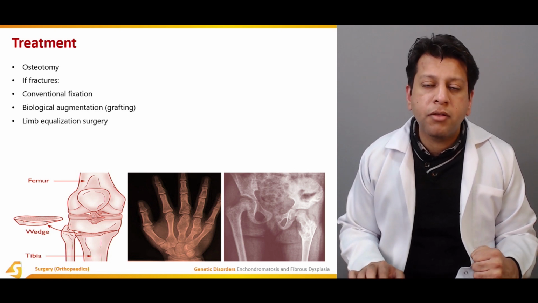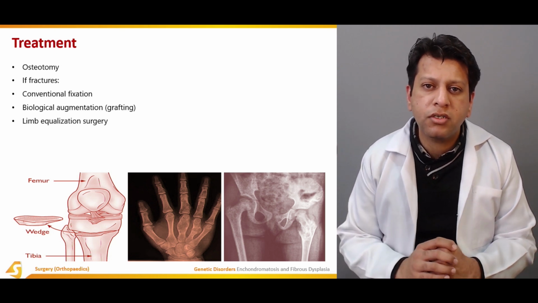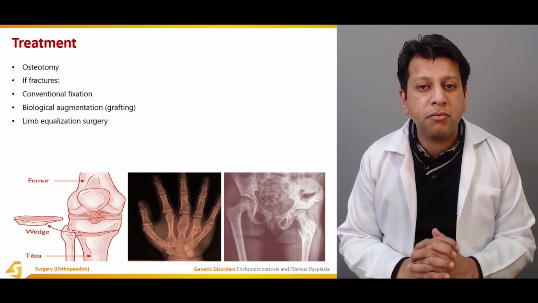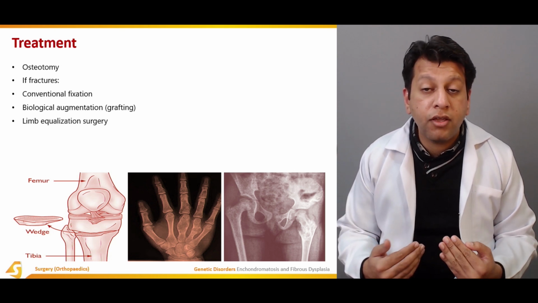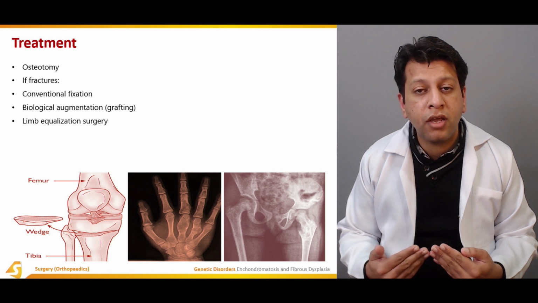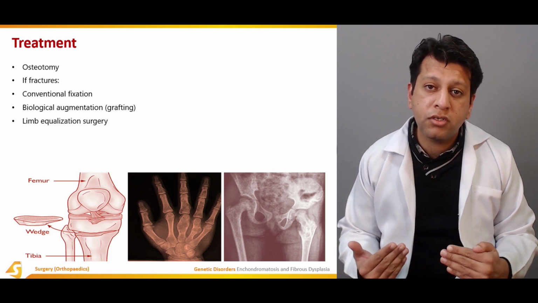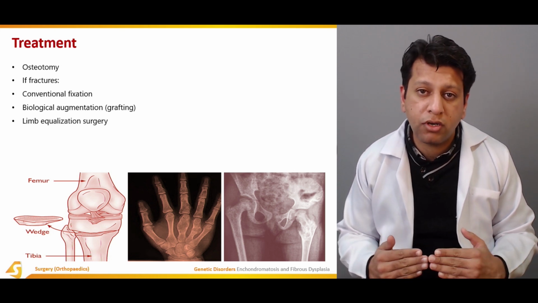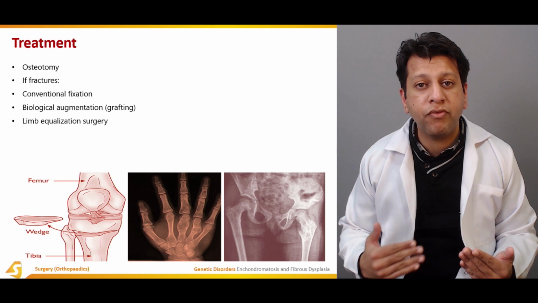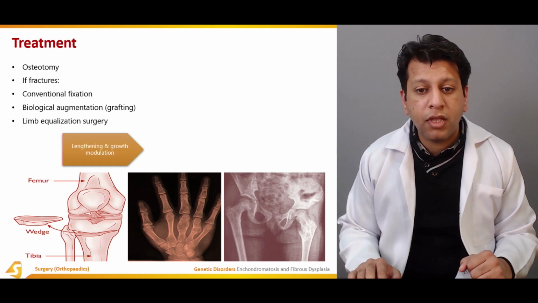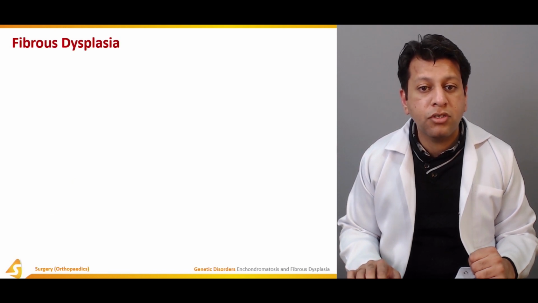Post-excision sequelae: because the lesions are present in the metaphysis, sometimes they can cause physeal damage, and physeal damage can occur during the surgery as well. Eventually in children, later on in life, they may present with limb length discrepancy. So limb equalization surgery, which may include limb lengthening, limb shortening, or epiphysiodesis, may be required later on so that the deformity of the limbs can be corrected. As I just told you, lengthening and growth modulation may be needed, and debulking and local excision are required.